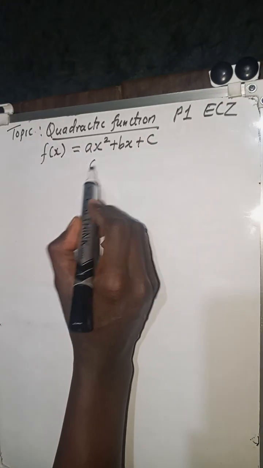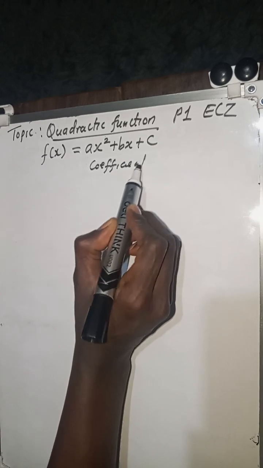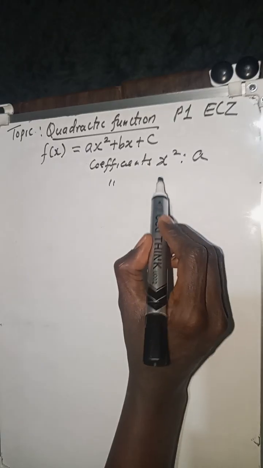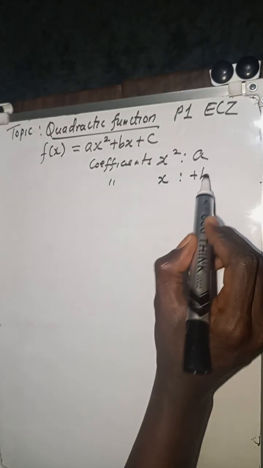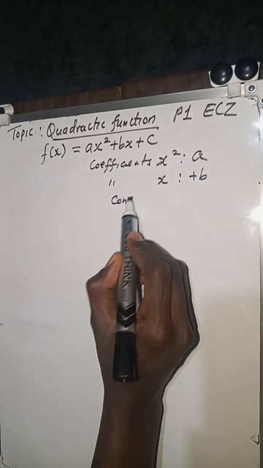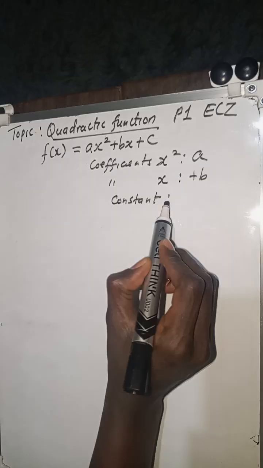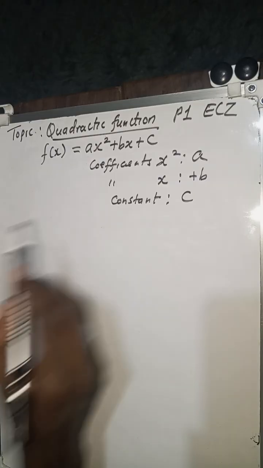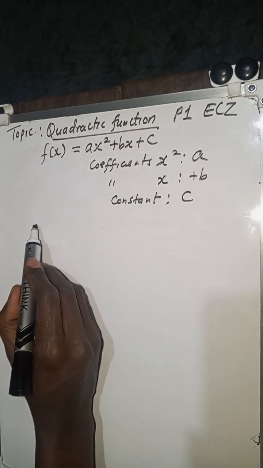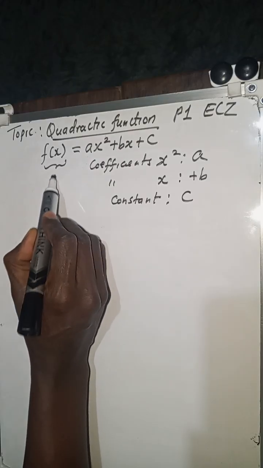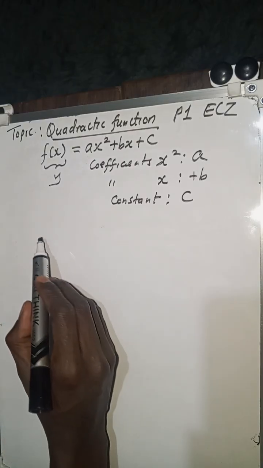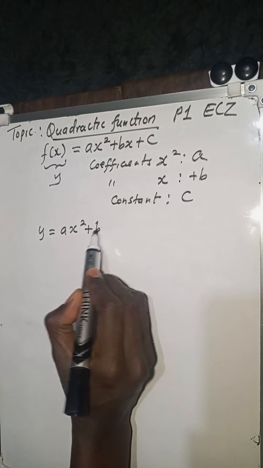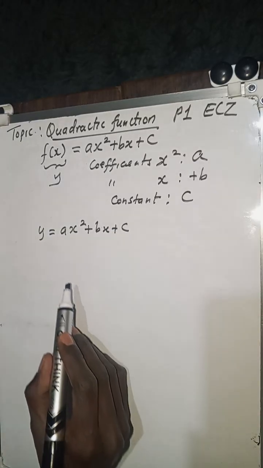Remember the coefficients. The coefficient of x squared is a, and the coefficient of just x is b, so include the sign in front. We also have a constant, and that constant is c, just any number that you have. When you have a quadratic function, this f of x can be represented by y, and therefore we can say that y is equal to ax squared plus bx plus c.